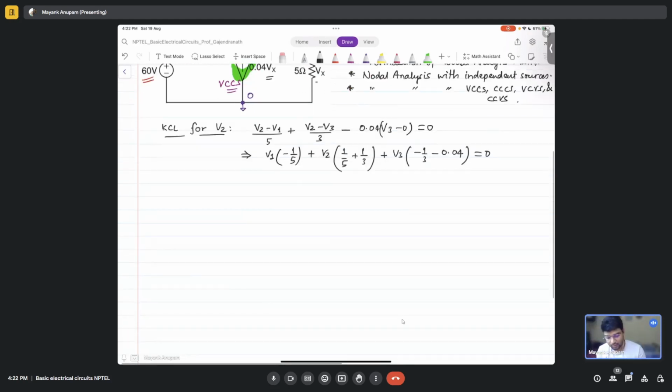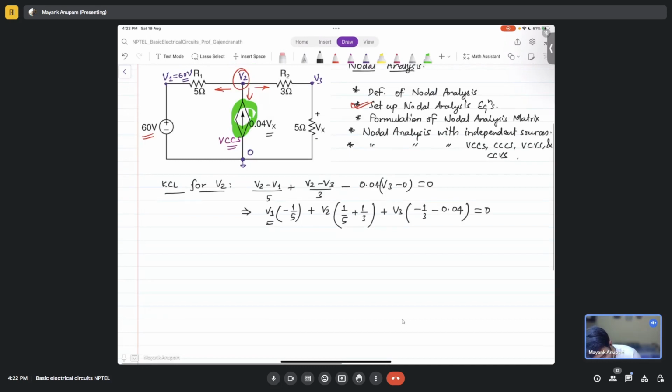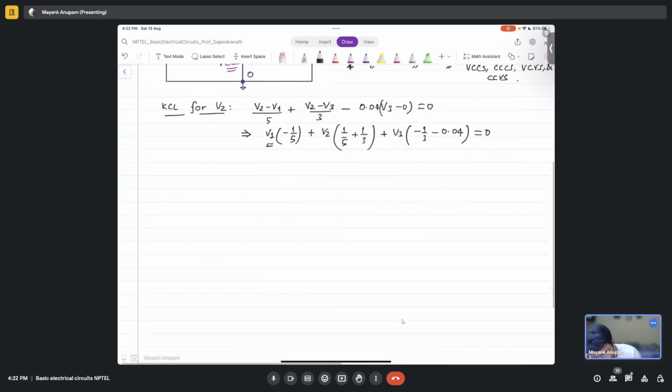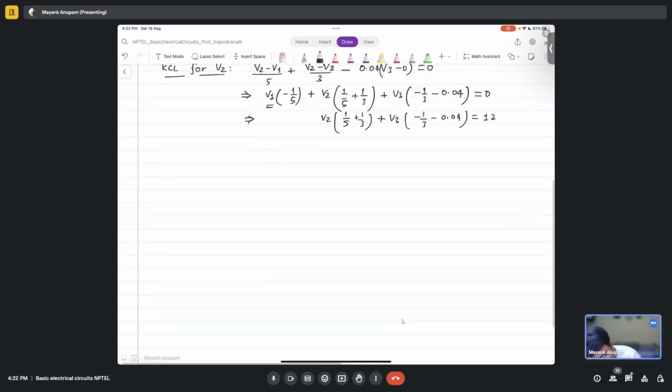Equal to 0, right? Here I have written V1, but let's replace V1 with 60 volts, as we have already seen that V1 is 60 volts. So it is 60 into minus 1 by 5, which is minus 12. Plus V2 into 1 by 5 plus 1 over 3, plus V3 into minus 1 by 3 minus 0.04, is equal to 0. Correct. So this is our equation number 1.